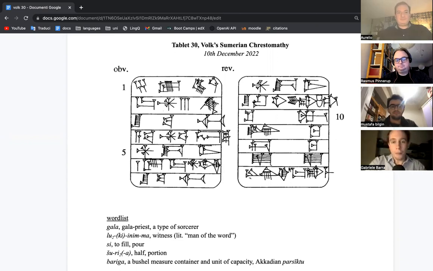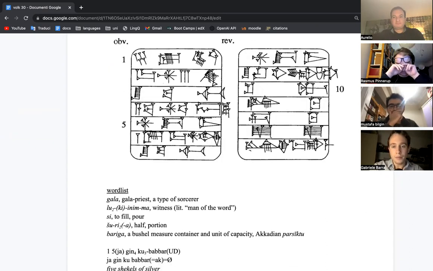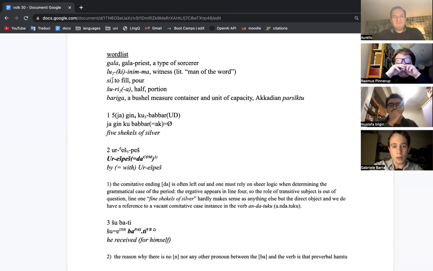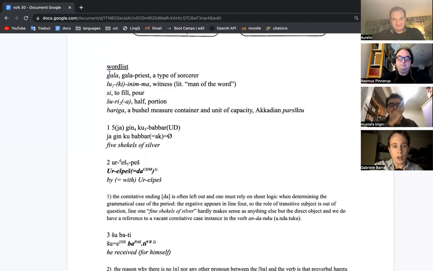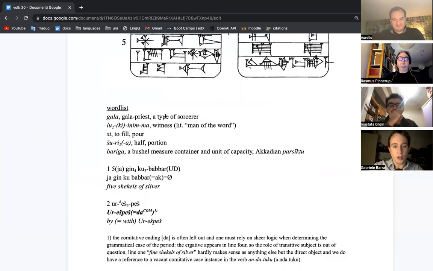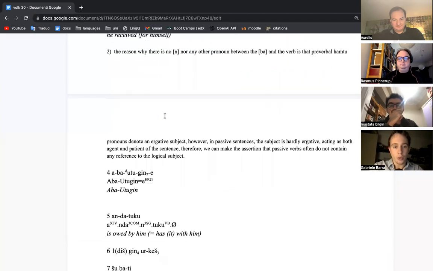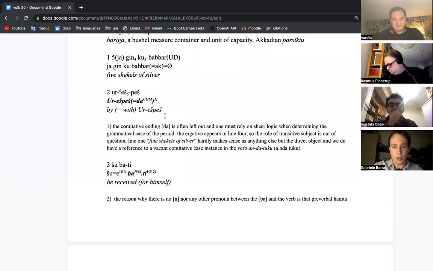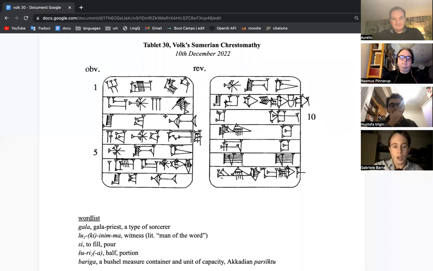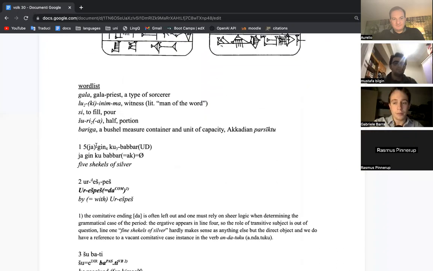Right. So let's see. We last worked on this on the 10th of December, quite a long time ago. I included a word list this time. I think we already did all the transliteration work. Yes, we have, I think, at least. So what do we have so far?